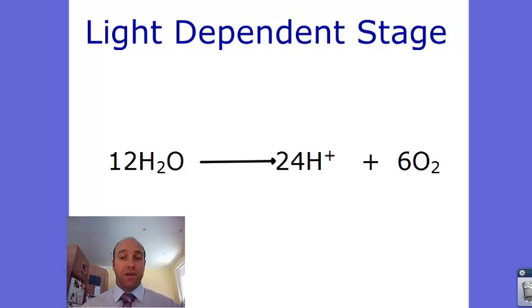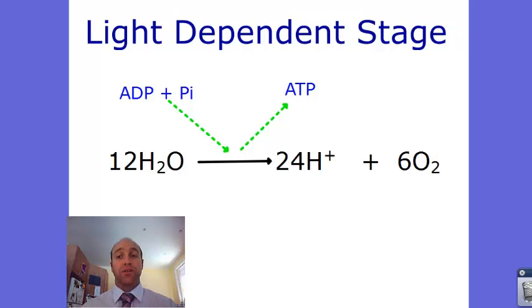So let's look at the light dependent stage first. And the light dependent stage is really just a process where water is being split. A water molecule is being split into hydrogen, and this is occurring on the thylakoid membranes in the chloroplast. When this occurs, we're producing ATP energy, which will be used to drive the light independent stage.